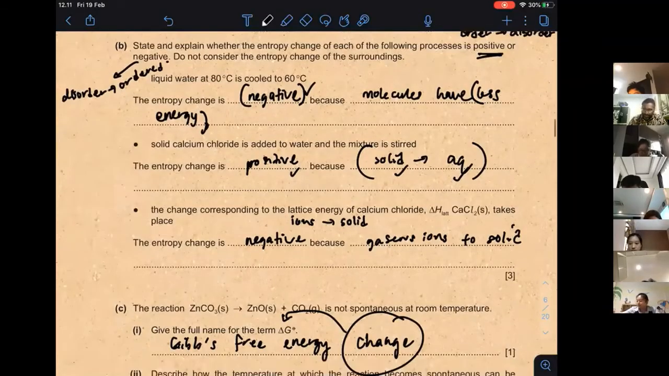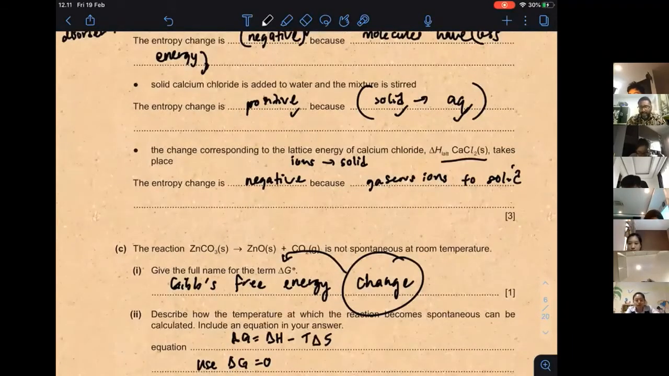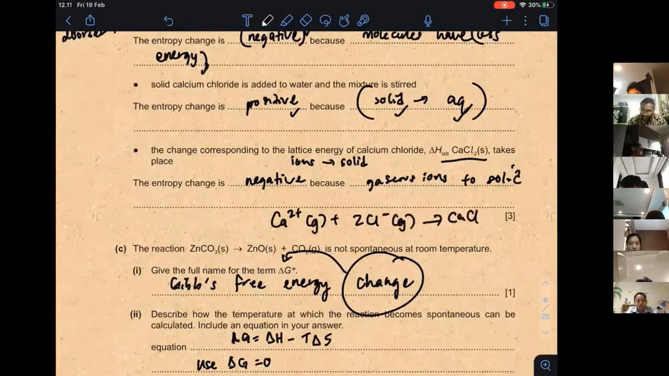Like for example, how do I write down the lattice energy of this? Ca2+ gas plus 2Cl- gas to give you CaCl2 solid. This is going to be the lattice energy equation. So this is from gaseous ions that become solid. So you need to mention that gaseous ions become solid.